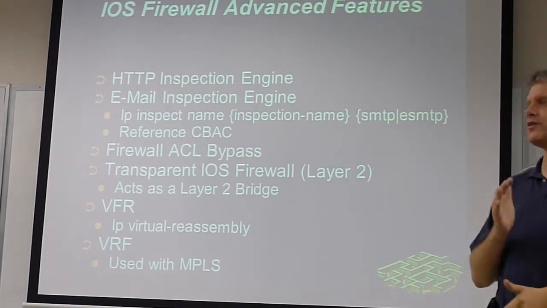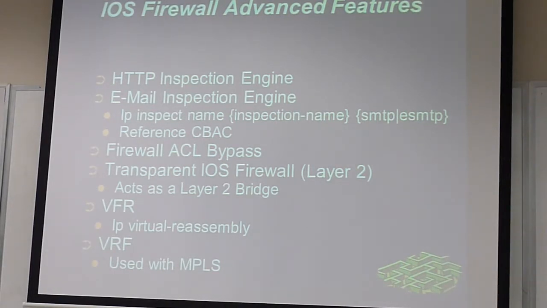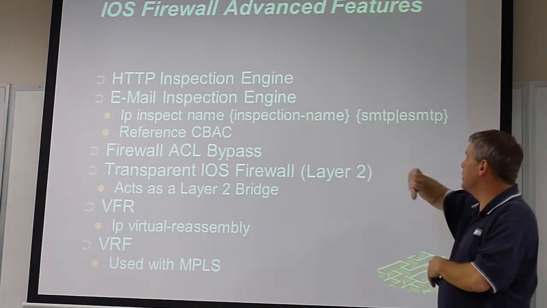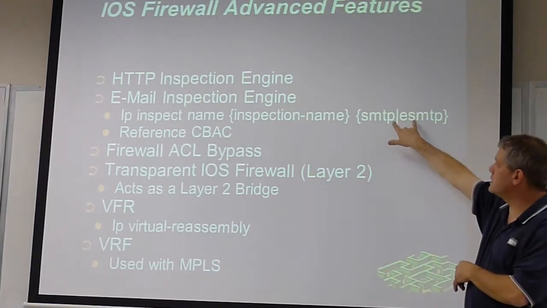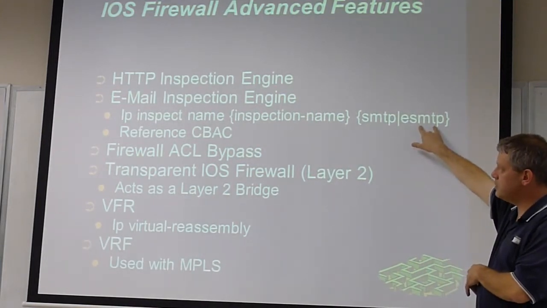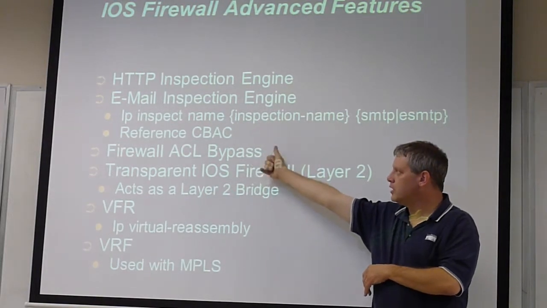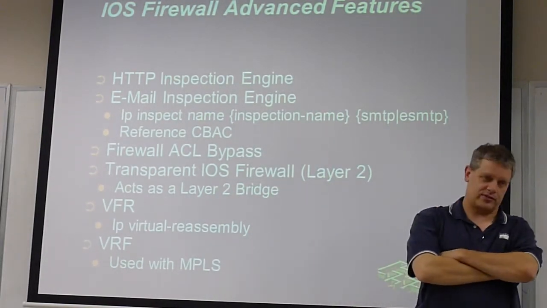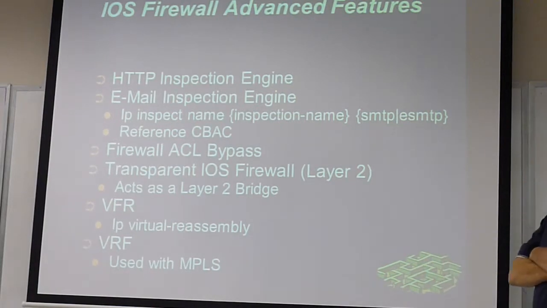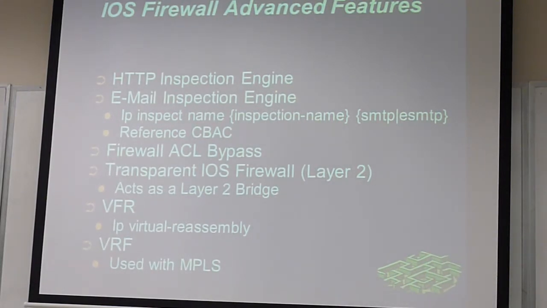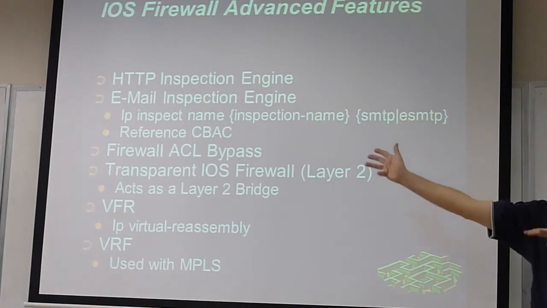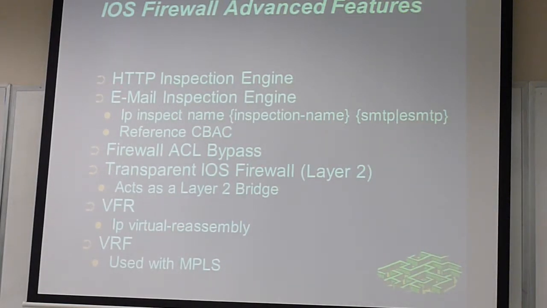Some of the advanced features of IOS: you can do HTTP inspection and email inspection. It's limited, but it's better than nothing. You set that up with ip inspect name, whatever you're going to name it, and you can do SMTP or ESMTP. You can reference that in the CBAC section of your book. You can do a firewall ACL bypass, so you can tell certain IPs, oh, you know what, I trust you, you can bypass my firewall feature set. Why you want to do that, I don't know, but you could.